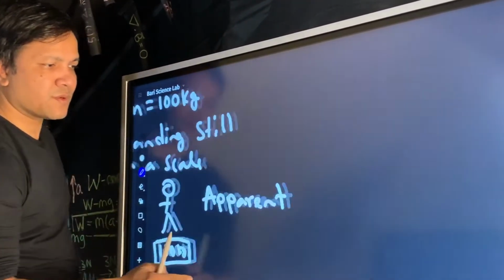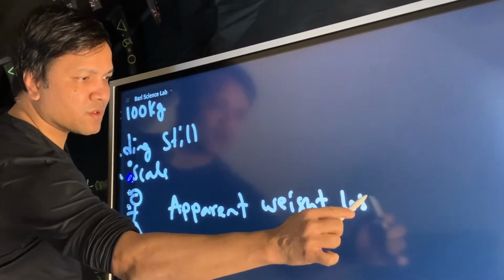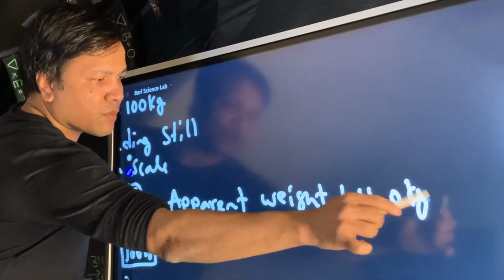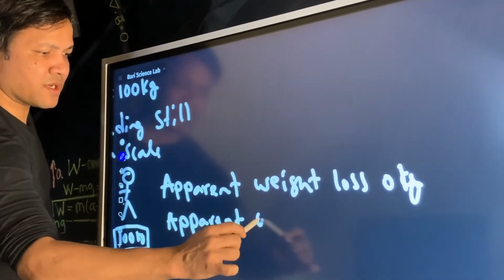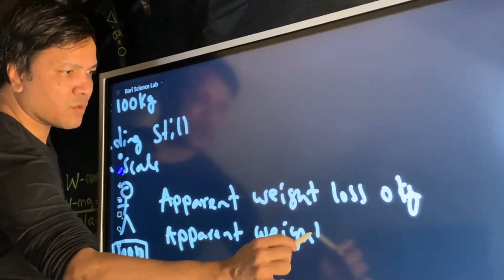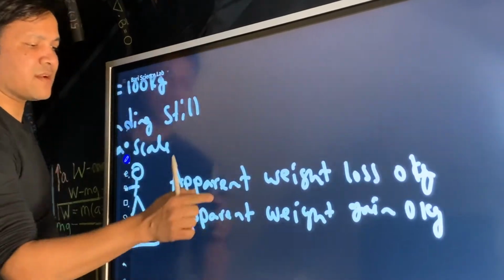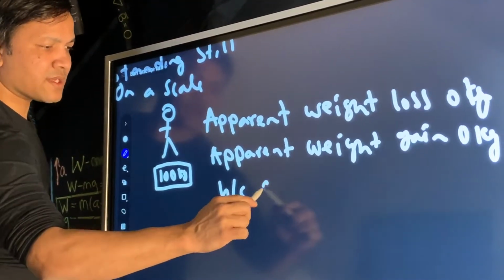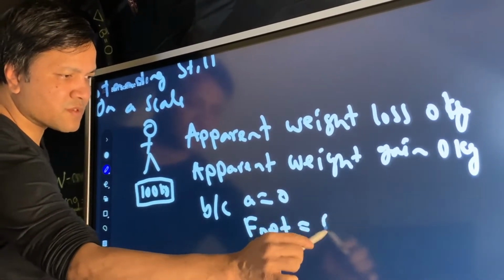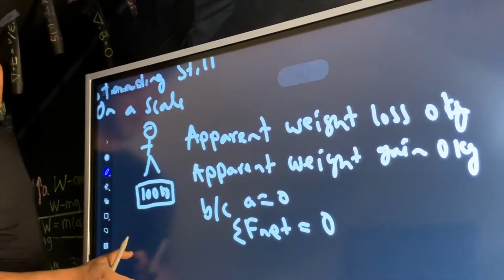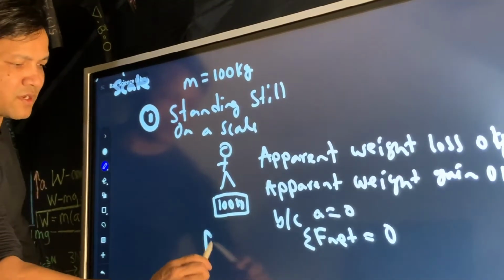Apparent weight loss is 0 kilograms, and apparent weight gain is also 0 kilograms, because acceleration is 0 and net force is 0. That's the reason you won't feel any difference. You feel normal.